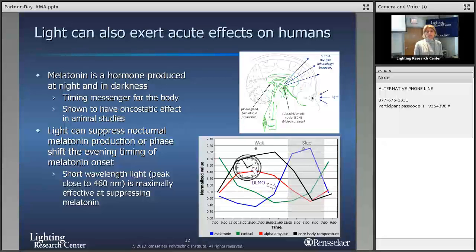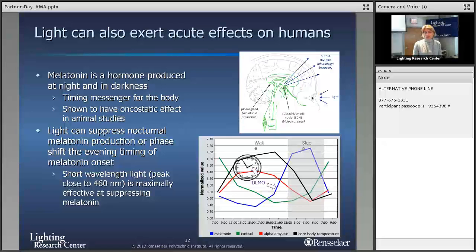Now, melatonin is a very important hormone. It is, first of all, a timing messenger to the body. So it tells the body that it's time to go to sleep in the case of diurnal species, or it's time to be active in the case of nocturnal species. It's always high at night and low during the day.